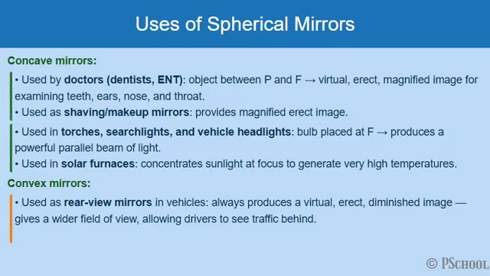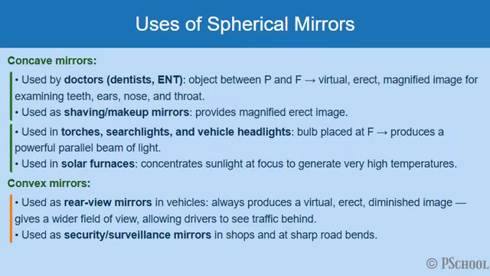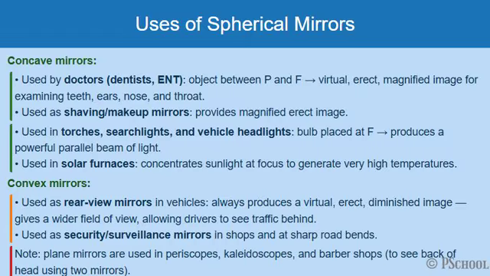Convex mirrors are used as rear-view mirrors in vehicles. The always virtual, erect, diminished image gives the driver a wider view of traffic behind. They are also used as security mirrors in shops and at blind road curves. Note: plane mirrors are used in periscopes, kaleidoscopes, and in barber shops. 2 plane mirrors let you see the back of your head.